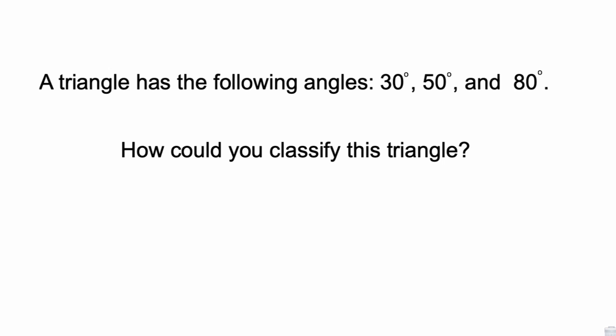Now, you could have more of a word problem situation where it might say something like this. A triangle has the following angles: 30 degrees, 50 degrees, and 80 degrees. How could you classify this triangle? Well, we have to use what we know about angles and what we know about triangles to figure this out. So I know 30 degrees is an acute angle because anything less than 90 is acute. 50 is also an acute angle, and 80 is also an acute angle because it's less than 90. So even if I just had these measurements, I would be able to figure out they're talking about an acute triangle.